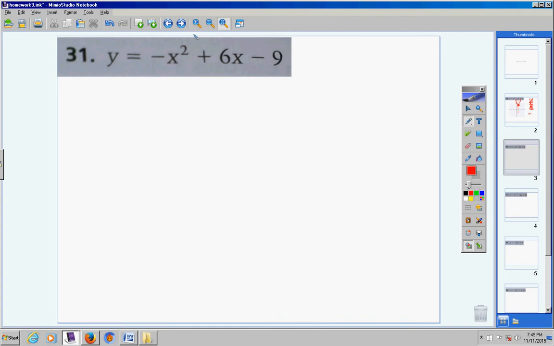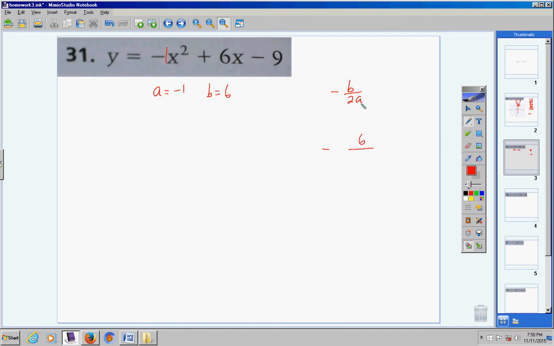Step 1, we're going to find the x value of the vertex by using -b over 2a. Well, here's my x squared term. There's a negative 1 here, so a equals negative 1. Here's my x term, so b equals 6. For b right here, bring down your negative sign out front. B is going to be a positive 6.